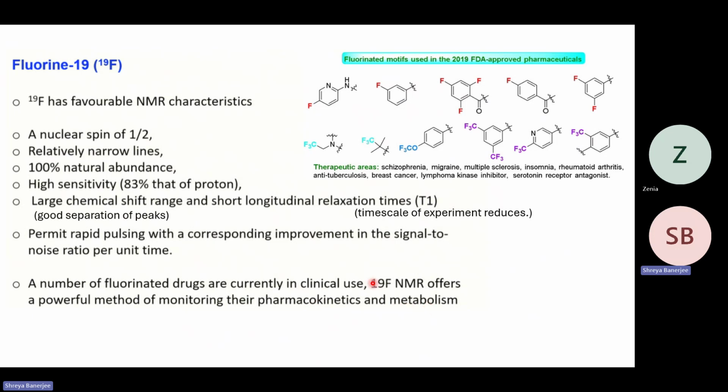Unlike 1H, whose signal can get confused with the large water content in the body and also the 1H that is there in naturally occurring proteins and lipids in the body. In 19F, there will be no such overlap.